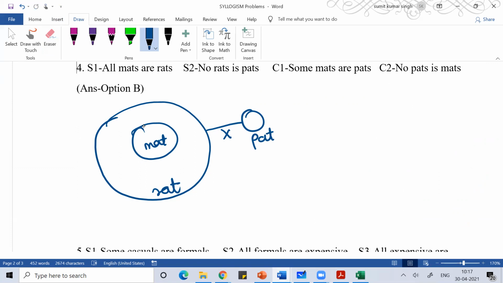Some mats are fat: not at all true. It cannot be true because no rat is fat and all mat are rat. So some mat anyway touching fat is not at all true. So no fat is mat. That is true. That is clearly visible.